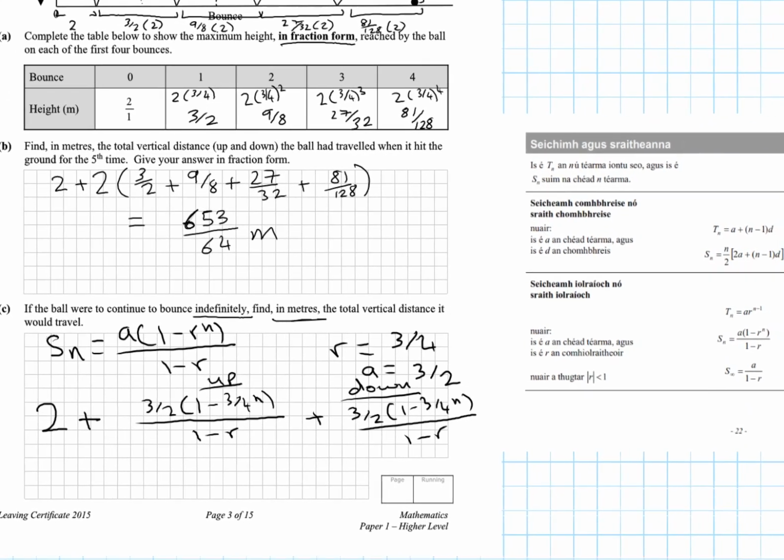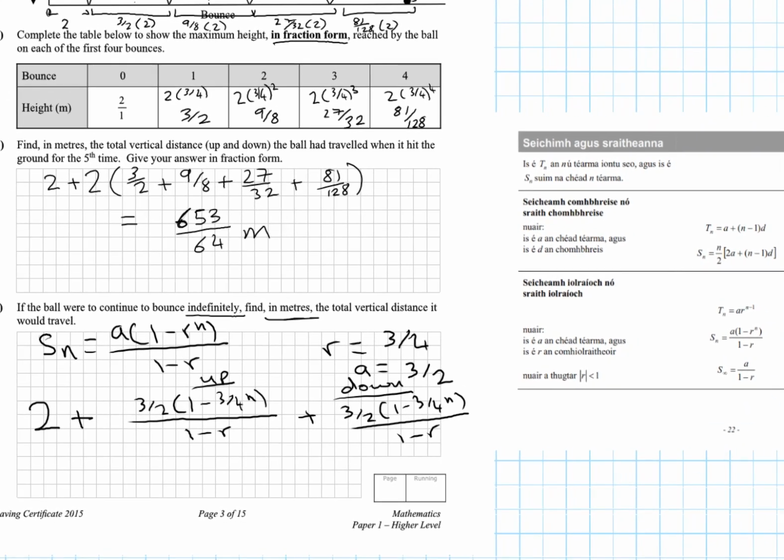So that's just if you didn't really understand exactly where we're going with this. Because we have 2 of the same thing, what we can basically say is this again, this 2 is isolated, plus 2 times 3 over 2 by 1 minus 3 over 4 to the n divided by 1 minus r. So this 2 represents both the up and the down movement, essentially.